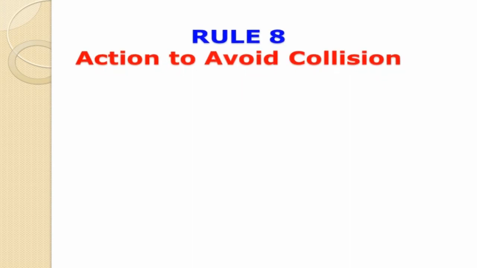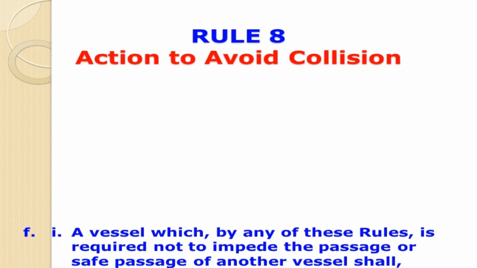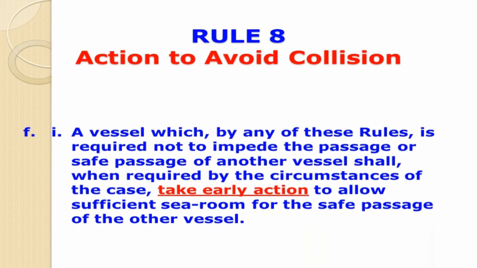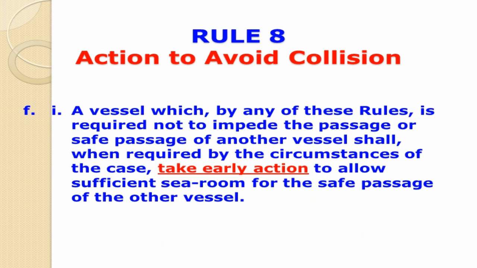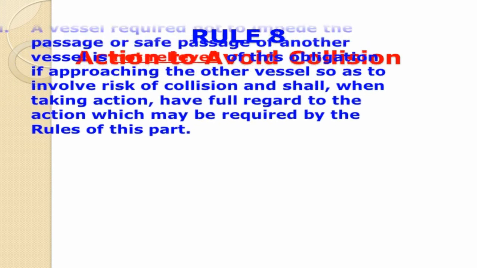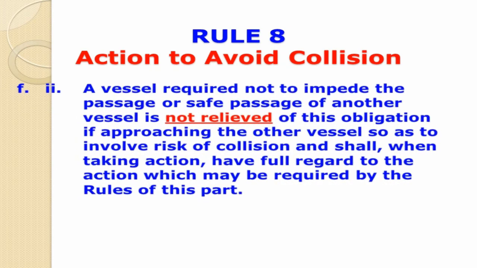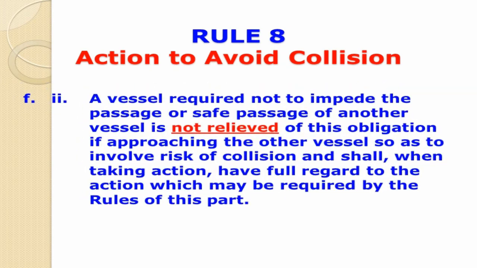8F1 means that vessel required not to impede shall take early action to allow sufficient sea room for other vessels to pass. Paragraph F2 requires that a vessel required not to impede is still required not to impede on close approach, for example, because early action was not taken.